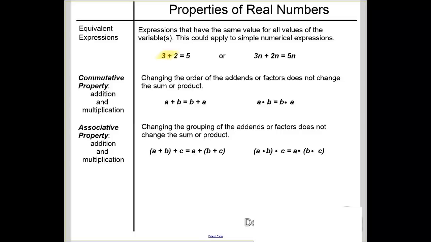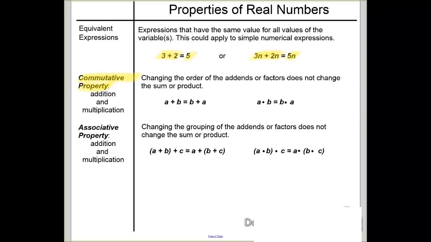For example, as you can see right here, we have 3 plus 2, and that's equivalent to the expression of 5, or I could put anything in there that makes 5. I could put 4 plus 1, and that's still equivalent to 5. We could do it with variables or algebraic expressions as well. So we have 3n plus 2n, which would be equivalent to 5n, or we could write again, let's say 4n plus 1n.